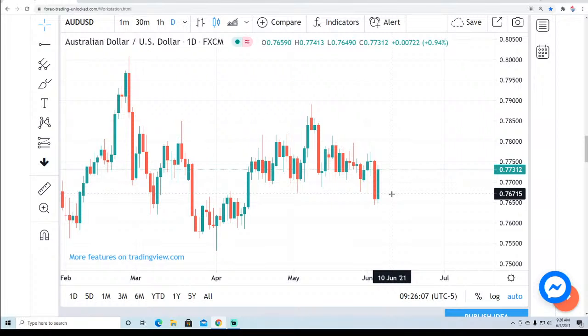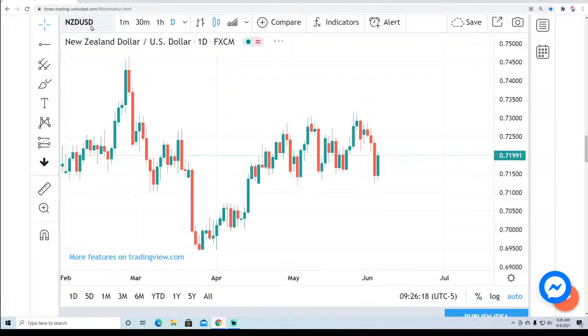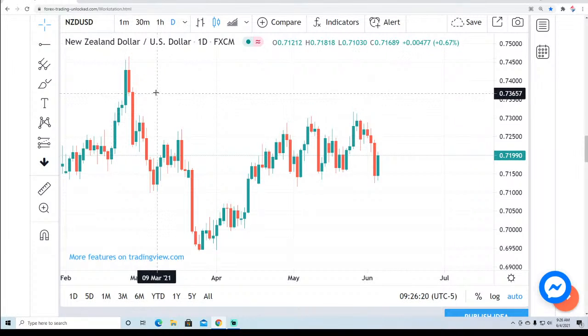There's other crosses with the Australian dollar that have some trend possibilities and swing trading possibilities. This one here is a tough one. I would stay away from this one for a while. New Zealand dollar, US dollar aims to disappoint also.